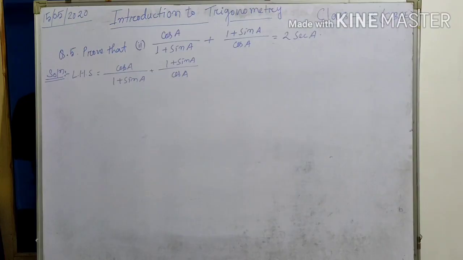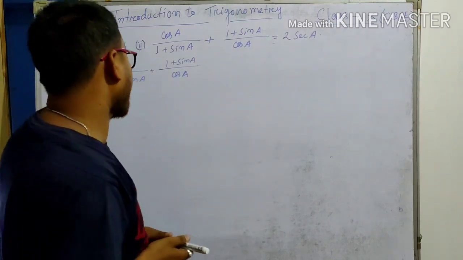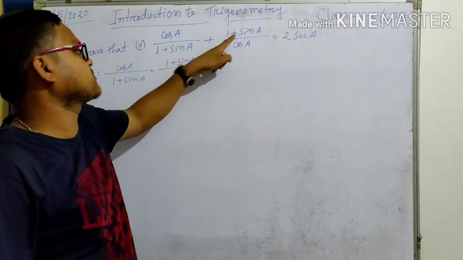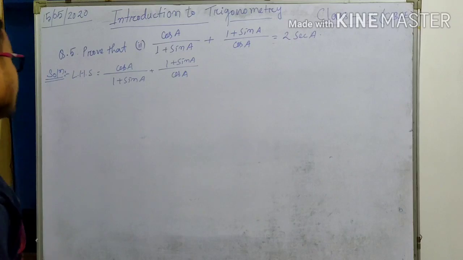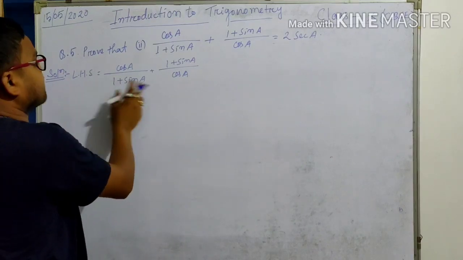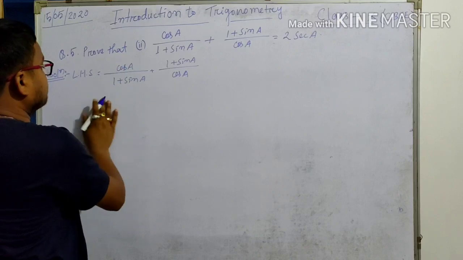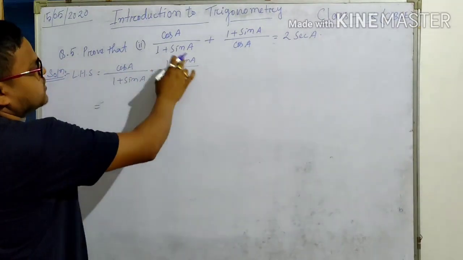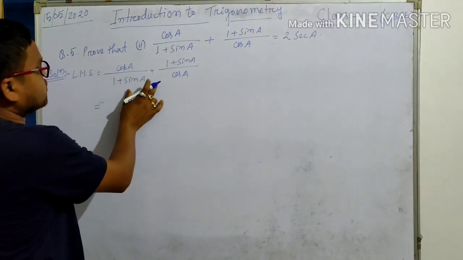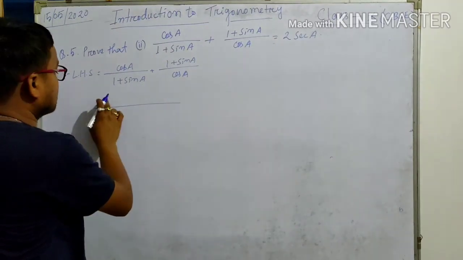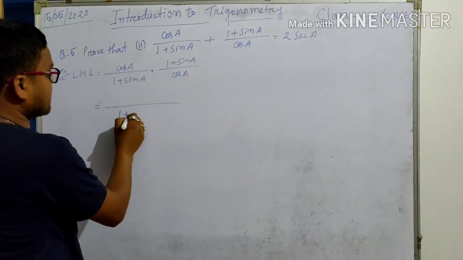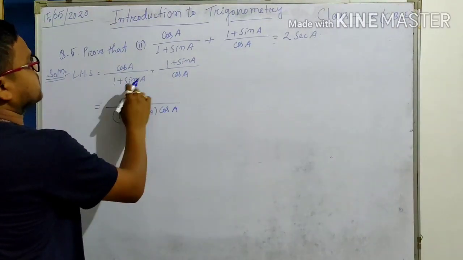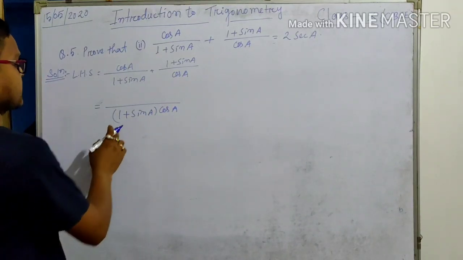Now I will take question number 5, part 2. You have to prove cos a by (1 plus sin a) plus (1 plus sin a) by cos a is equal to sec a. So I take the left hand side: cos a by (1 plus sin a) plus (1 plus sin a) by cos a. Here you have to add. These are fractions, so you have to take the LCM. The LCM will be (1 plus sin a) into cos a, because they are two different factors, so you have to multiply them.